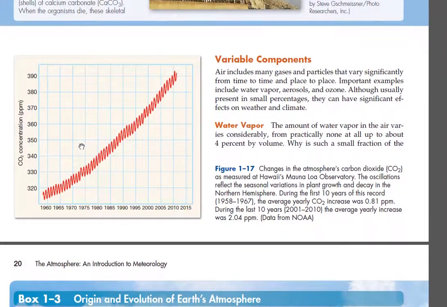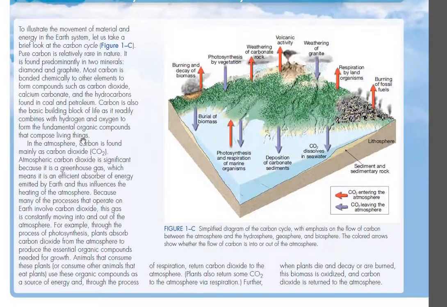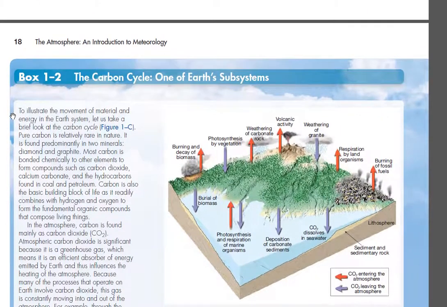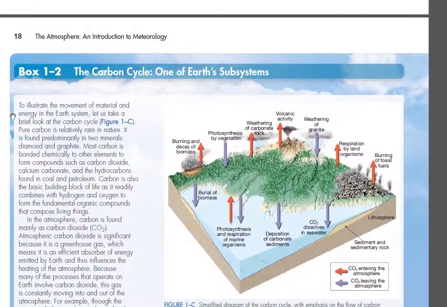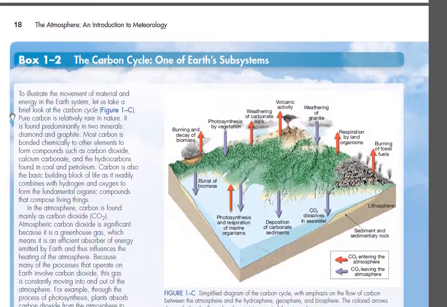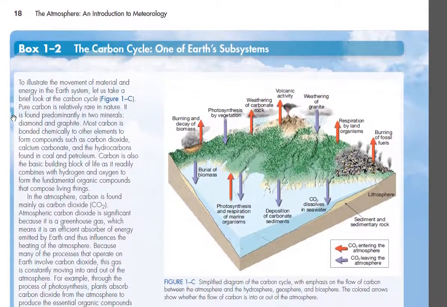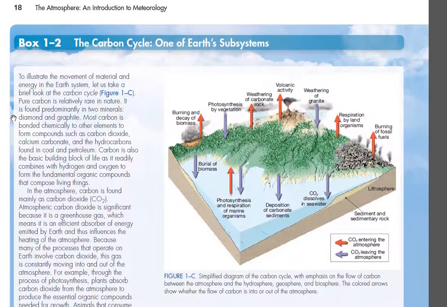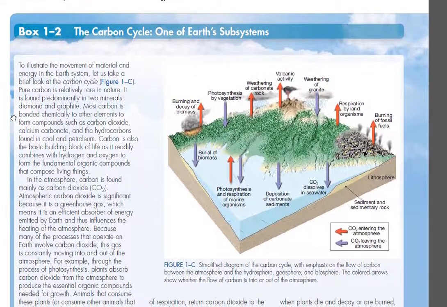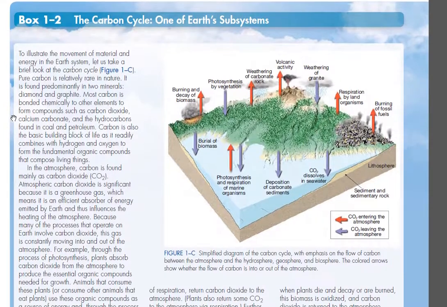Box 1-2. The carbon cycle, one of Earth's subsystems. To illustrate the movement of material and energy in the Earth system, let us take a brief look at the carbon cycle, figure 1c. Pure carbon is relatively rare in nature. It is found predominantly in two minerals, diamond and graphite. Most carbon is bonded chemically to other elements to form compounds such as carbon dioxide, calcium carbonate, and the hydrocarbons found in coal and petroleum.